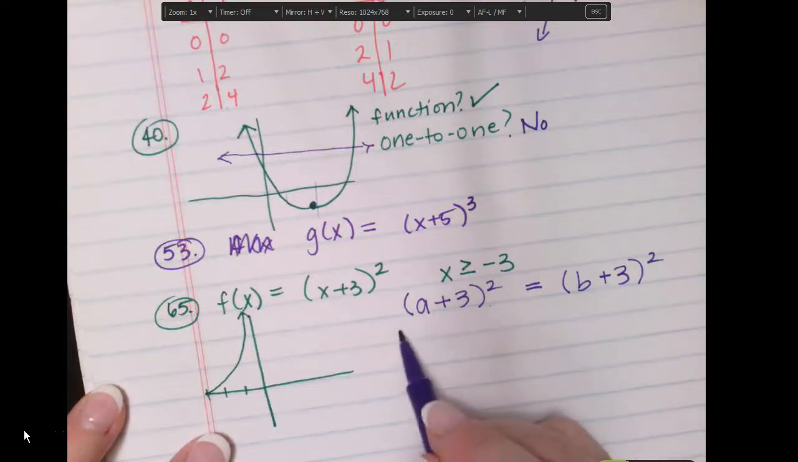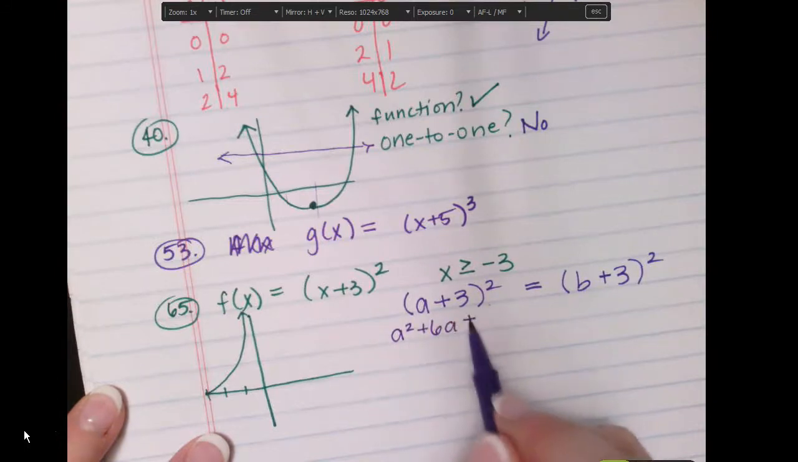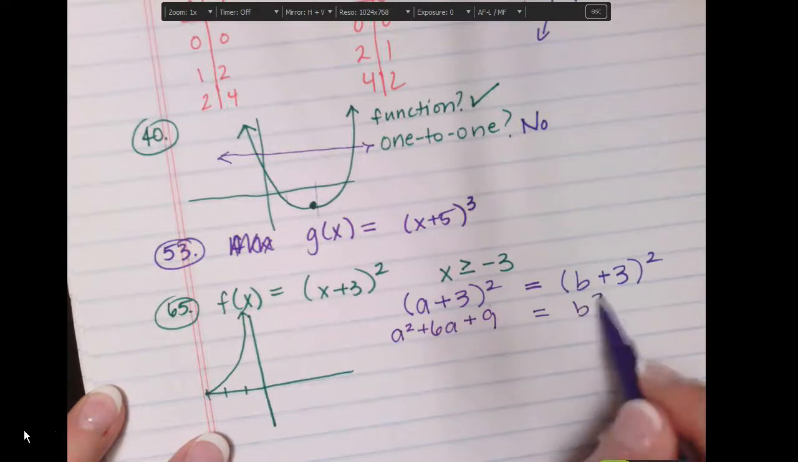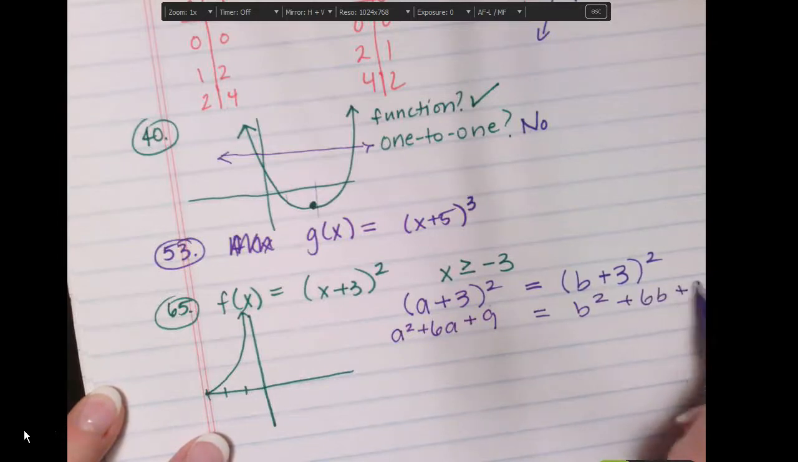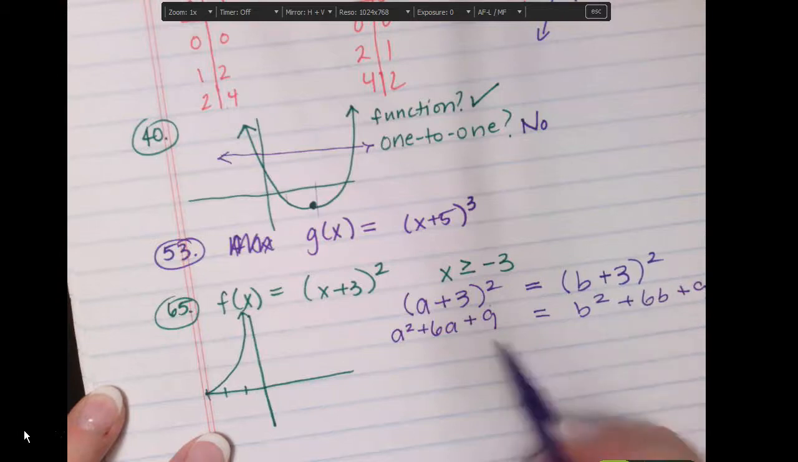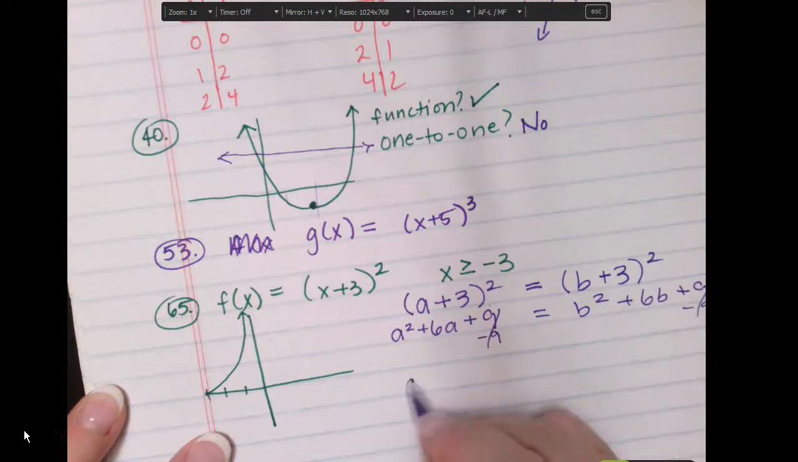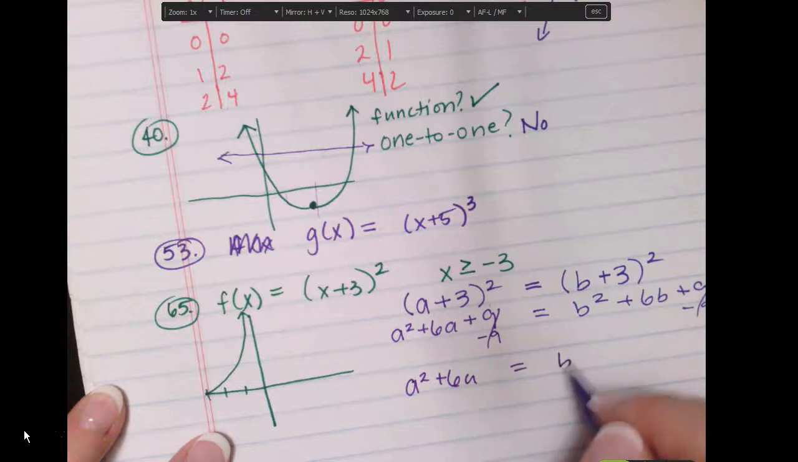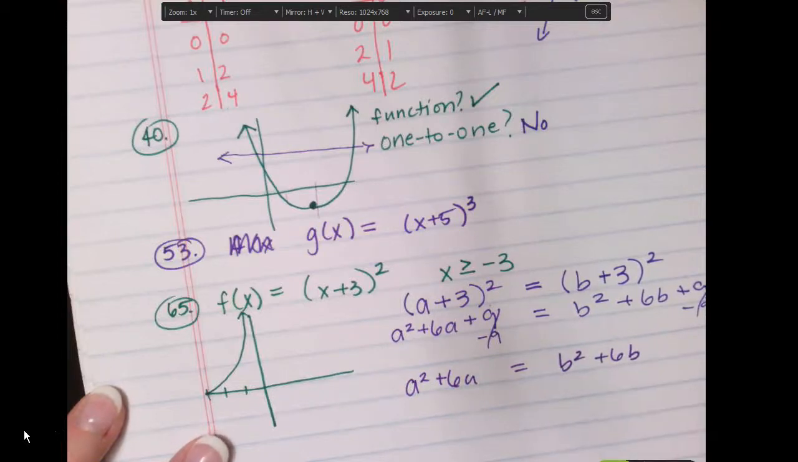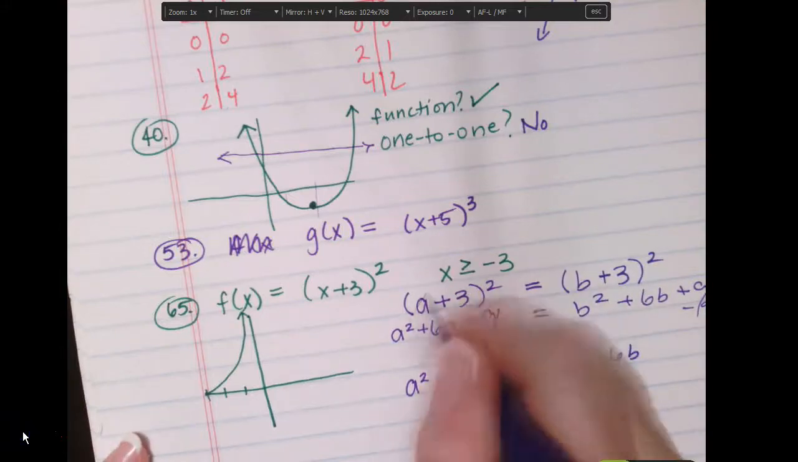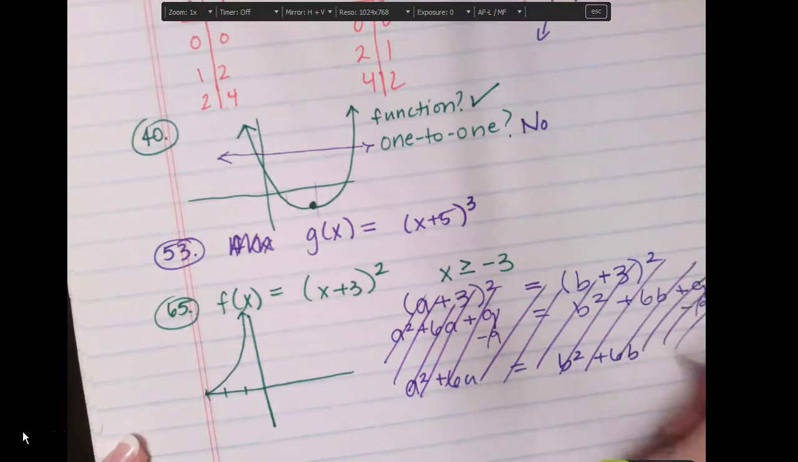So (a plus 3) squared is going to be a squared plus 6a plus 9. And this one would be b squared plus 6b plus 9. So automatically I can subtract off the 9's. And then I have a squared plus 6a equals b squared plus 6b. So how do I end up with a equals b? Okay, I want you to forget everything I just wrote. If I knew how to back this video up and erase it, I would.